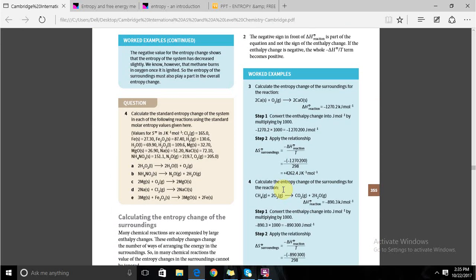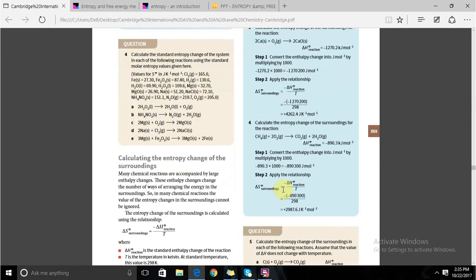And we have question number 4, but this is basically easy. You just have to use these standard entropy change values, molar entropy values, to figure out the standard entropy change for the whole of the reaction. Now previously we considered the standard entropy of the system. Let's move onwards to do the entropy change of the surroundings.